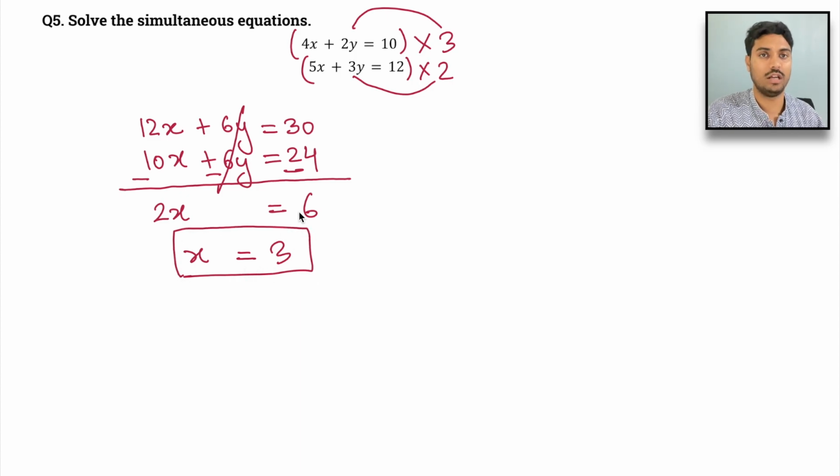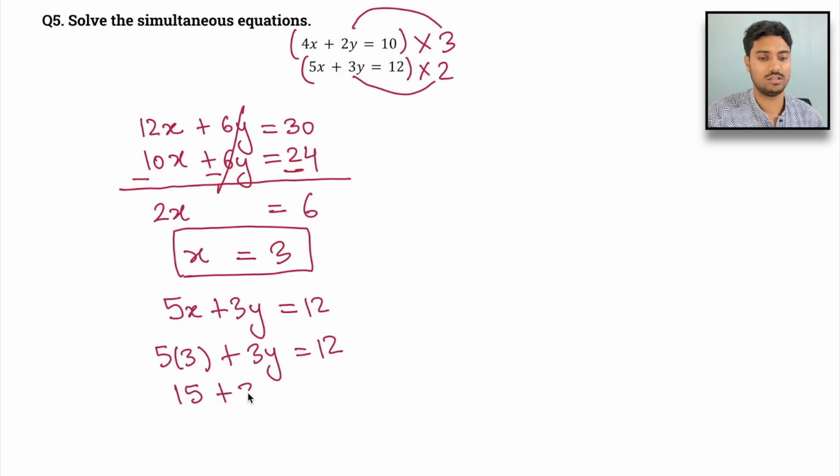That's how we have to take a call whether we should solve using substitution method or elimination method to make our calculations easier. So now we have x equals 3. Substitute in any equation. So I would substitute in second equation. So 5x plus 3y equals 12. The value of x is 3. So 5 into 3 plus 3y equals 12. 5 3s are 15 plus 3y equals 12.